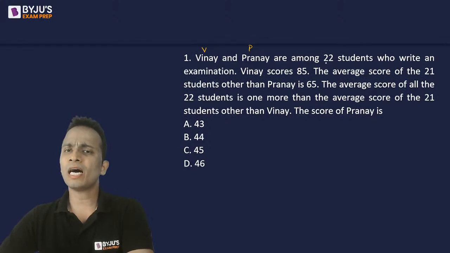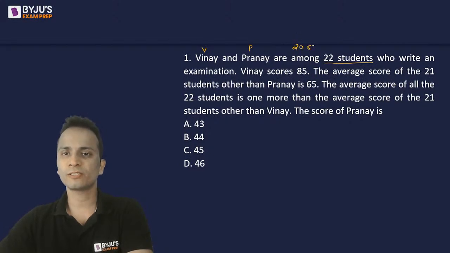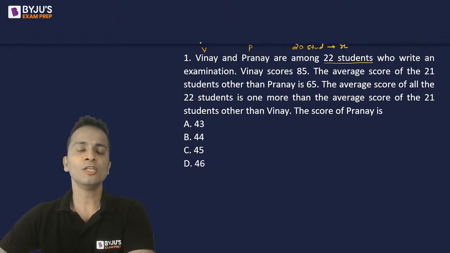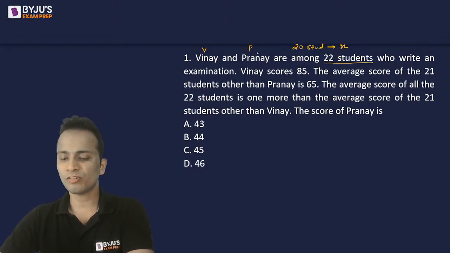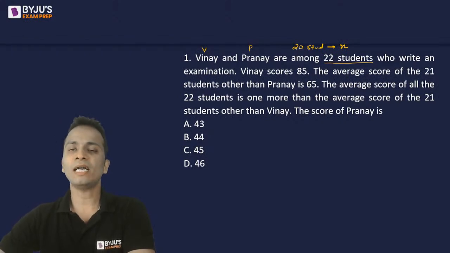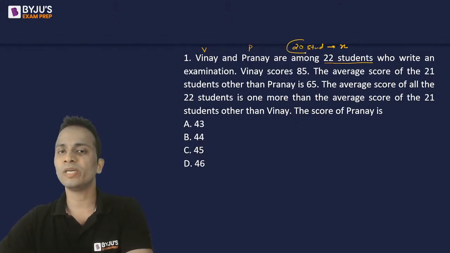Now, Vinay and Pranay are among these 22 students. So the sum of the score of the remaining 20 students, I'm assuming it as X. So the score of Vinay is V, the score of Pranay is P, and the score of the remaining 20 students, their sum is equal to X.